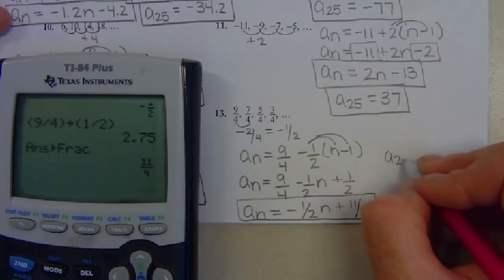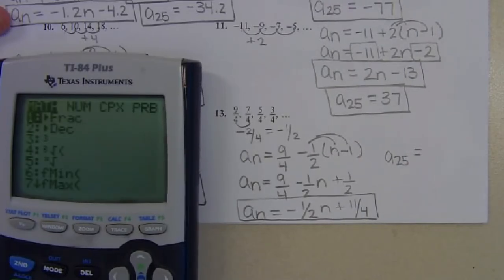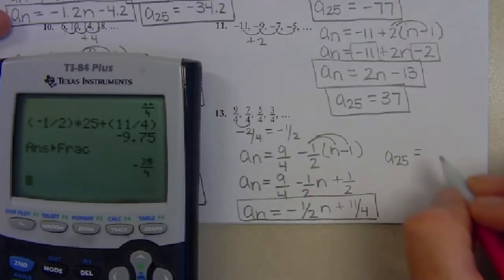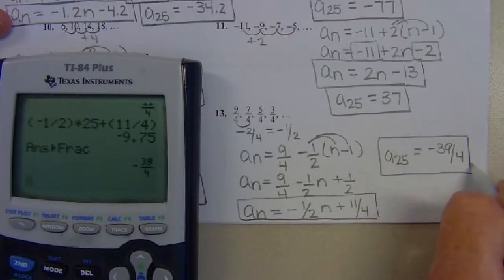To then get my 25th term, I go negative 1/2 in parentheses times 25 plus 11/4 in parentheses, and you can either leave that as negative 9.75 or you can convert that to negative 39/4. Either one is a correct answer.